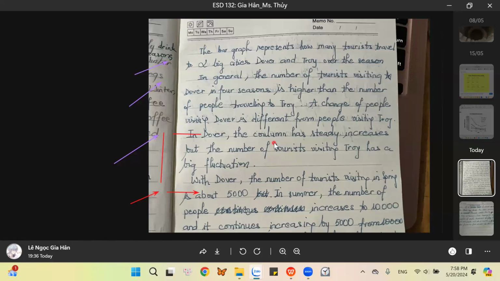Here we can say the quantity of travelers or the number of travelers, for example.